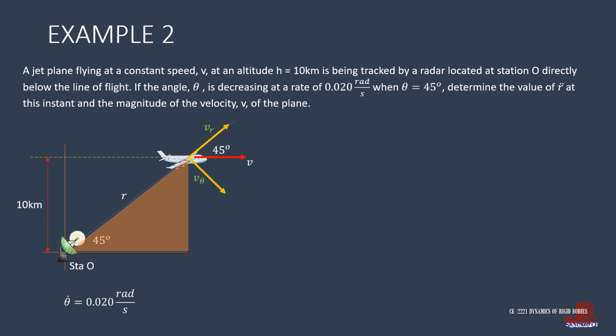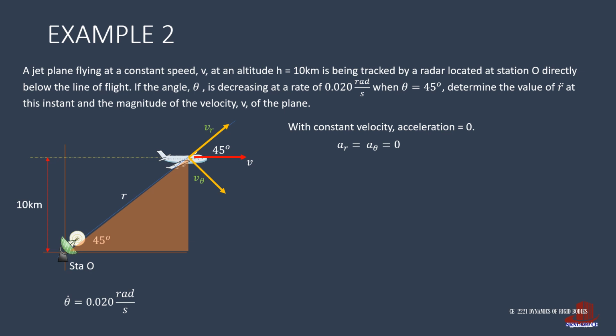The next requirement is to look for acceleration. But since it was cleared out in the problem that the plane is flying at a constant velocity, we can deduce that acceleration is 0. That means that the radial and transverse components of acceleration are also 0.